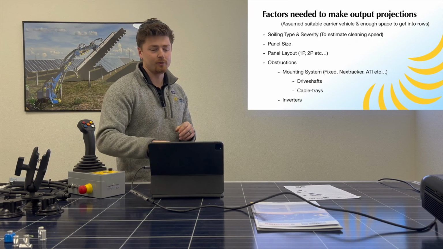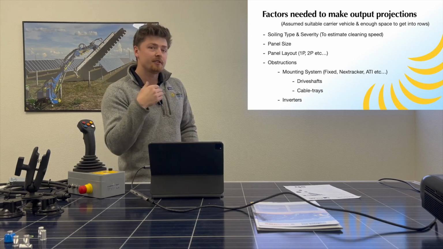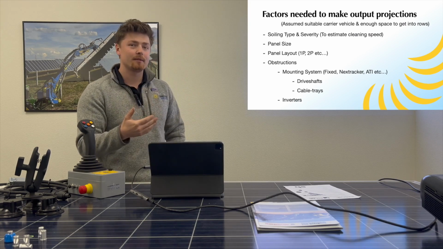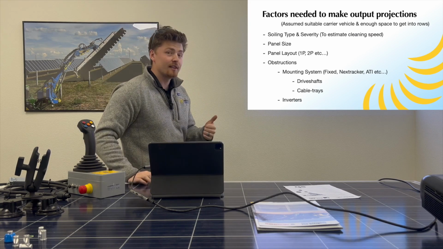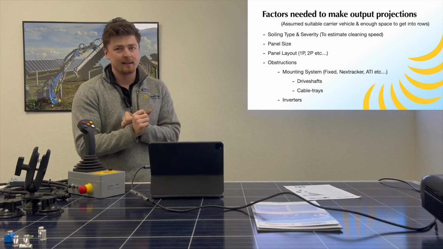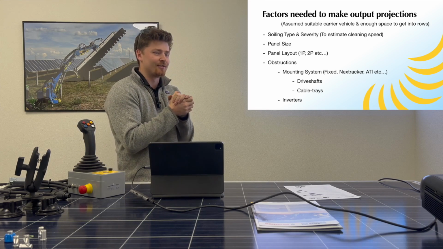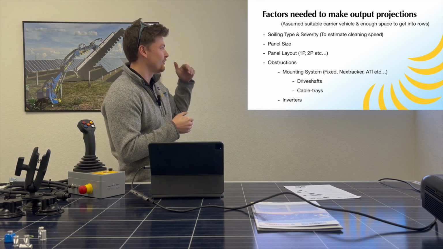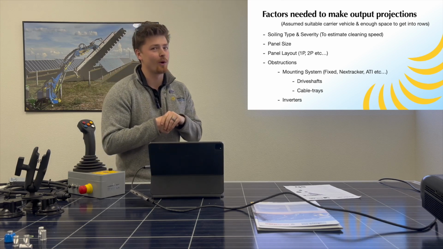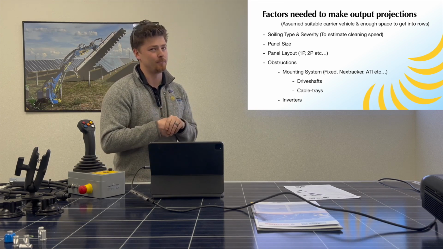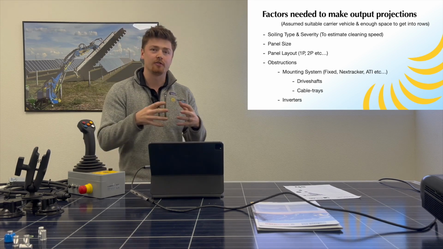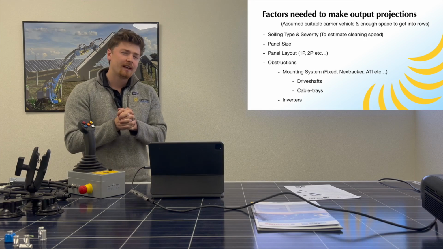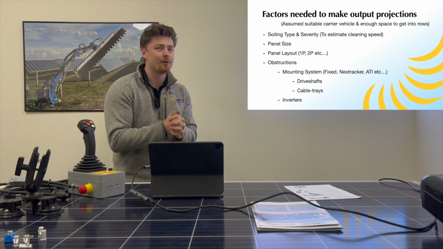But again, these are fairly simple assumptions that we all ought to have anyway, and therefore hopefully these calculations are useful. Now, there are certain factors you'll need in order to make these output projections. Firstly, it's soiling type and severity. This is actually the hardest factor to work out, because using soiling type and severity is how we try and work out and estimate our cleaning speed. Different soilings and different severities require different speeds, and this is where nothing can beat that local experience.